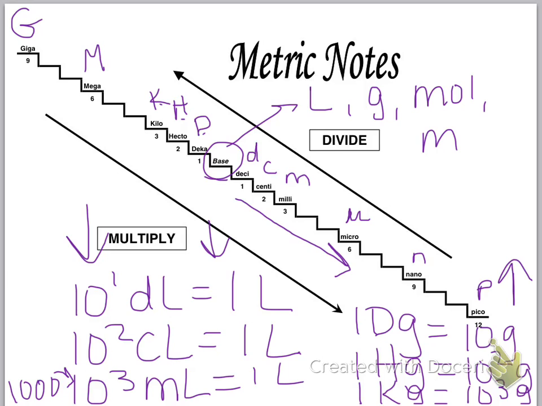Okay. Now, why are we doing it this way? Why are we setting these up this way? Okay, there's a reason. So let's use one of these that we talked about. Let's do like 10 to the 3rd milliliters equals 1 liter.